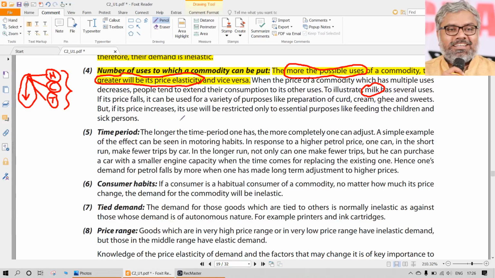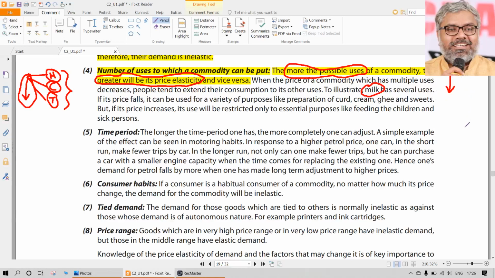So naturally, that will definitely have a higher price elasticity. In other words, if the price of milk is low, people will buy it more. They will not drink all of that. Rather, some portion they will drink as milk, some portion they will use for curd, some they will convert into cream, ghee or paneer or something else, or they will make rasagulla from it. Whatever they do, they use milk for different purposes when the price of milk is lower.